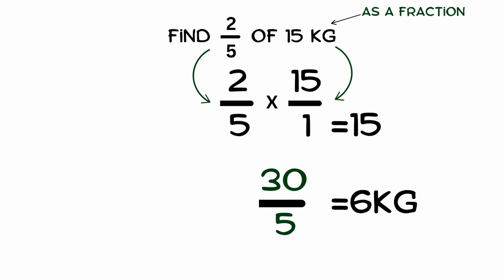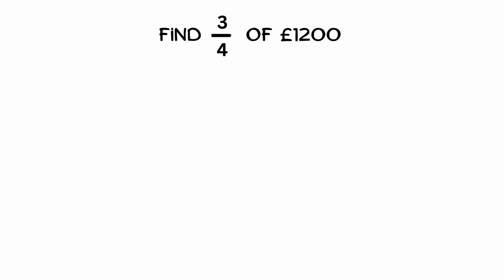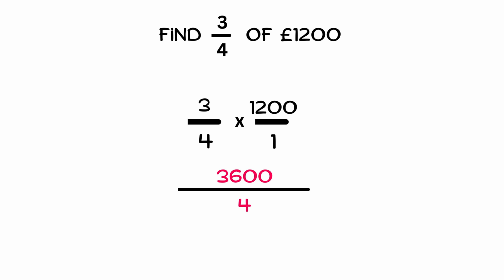Let's try another one. In this question, we're trying to find 3/4 of 1,200 pounds, so the first thing we need to do is write an equation of 3/4 times 1,200 over 1. Then to multiply them, we do the 3 times 1,200 to get 3,600 as our numerator, and divide that by the 4 times 1 to get 4 as our denominator. So the answer is 3,600 over 4, which is just 900 pounds.